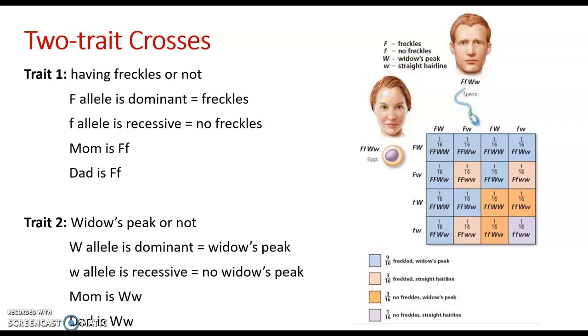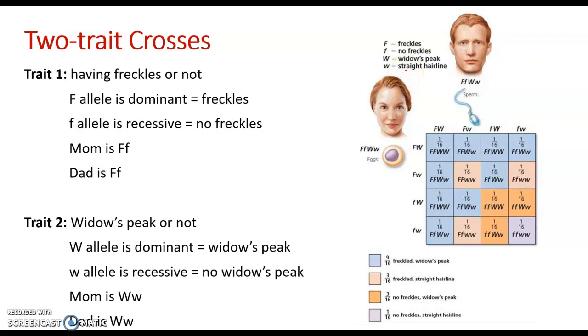So if you were homozygous recessive, little w, you would have a straight hairline. If you were heterozygous or homozygous dominant, you would have a widow's or a peaked hairline. Again, in this case, both mom and dad are heterozygous, big W, little w.